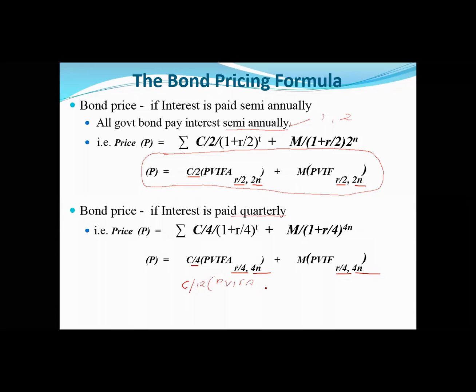My R is going to be R divided by 12, and here it is going to be 12n, plus M into present value interest factor only. Here also it's going to be R by 12 and 12n.